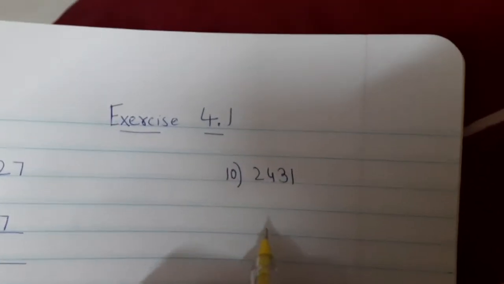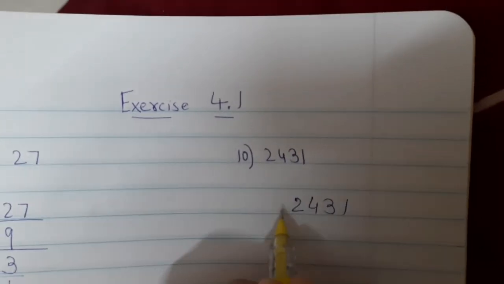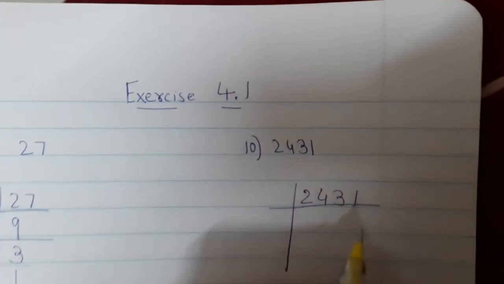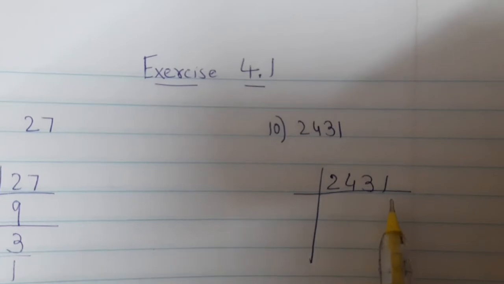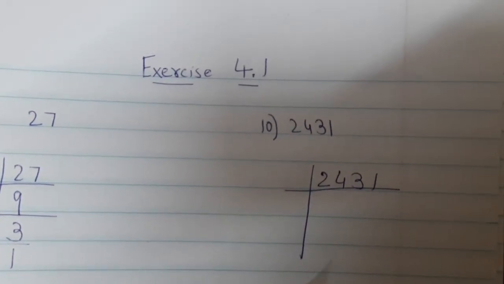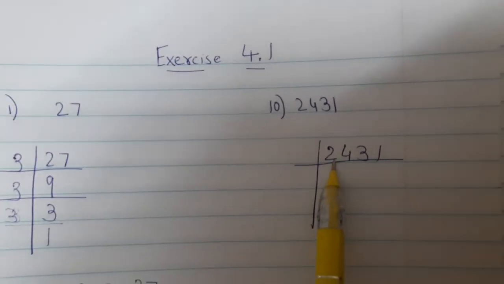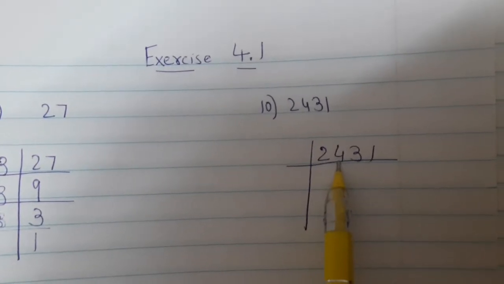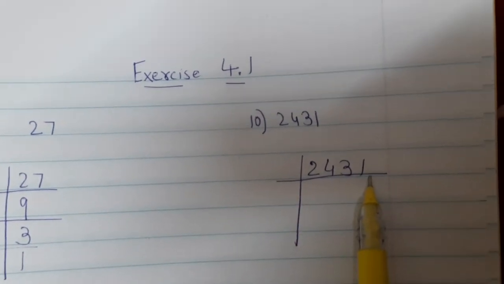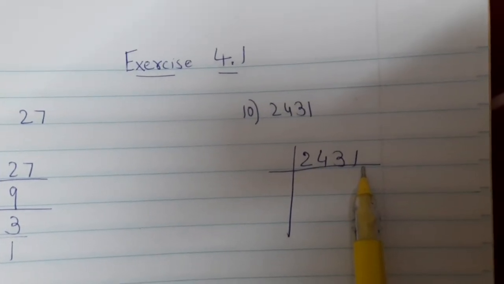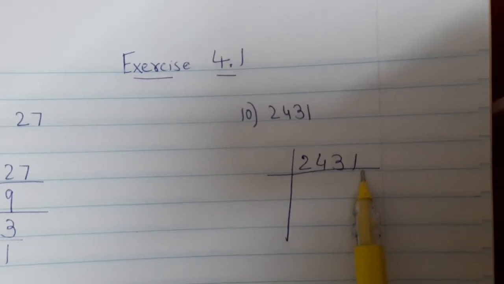Now this last one, let us do that. 2431. As we know, we are going to start with the smallest composite number. So the smallest number is 2, but at unit place there is 1. So with 2 it is not possible. So let us move to the next digit, that is 3. So for 3 we will add the numbers. Here 2 plus 4, 6, 6 plus 3, 9, 9 plus 1, 10. So with 3 it is not possible. 4 also not possible.